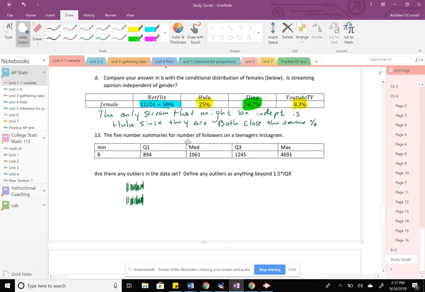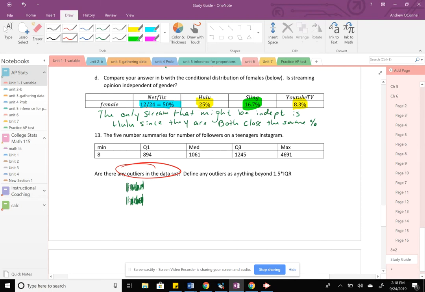The five number summary for the number of followers on a teenager's Instagram is right here. The minimum number of followers is 8. The 25th percentile, quartile 1, is 894. The median number of followers on a teen's Instagram is 1,061. Q3 is 1,245, and a maximum of almost 5,000 at 4,691. Are there any outliers in this data set?